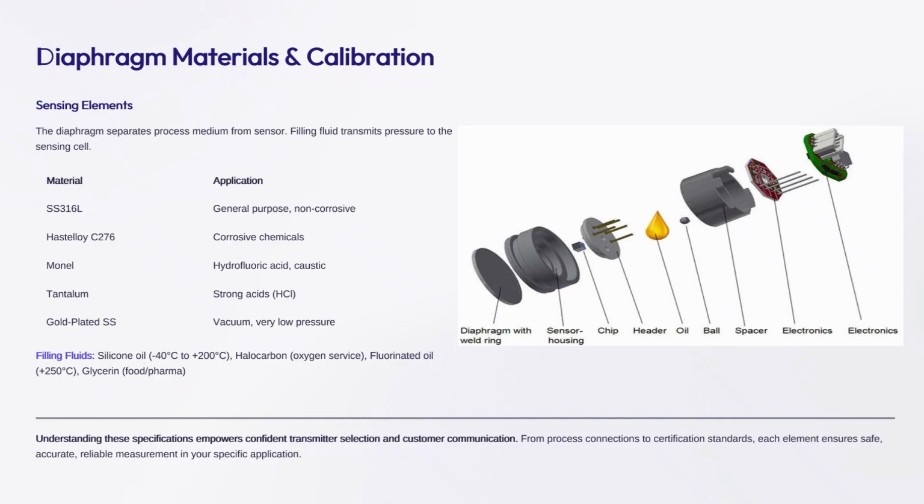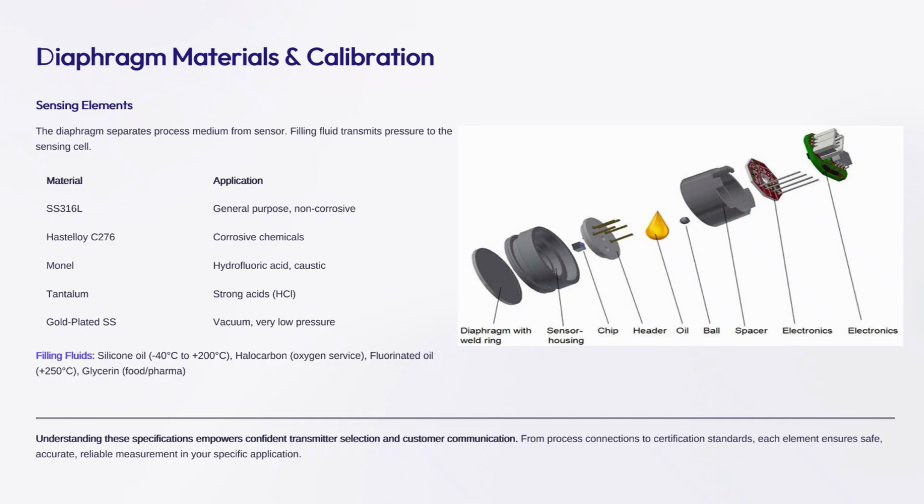Filling fluids. Silicone oil, standard, from -40 degrees C to +200 degrees C. Halocarbon oil, safe for oxygen or chlorine service. Fluorinated oil, high temperature, chemically inert. Glycerin, food-grade oil, for pharma and food applications.